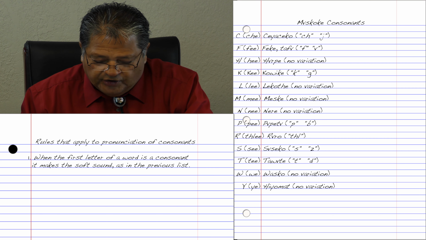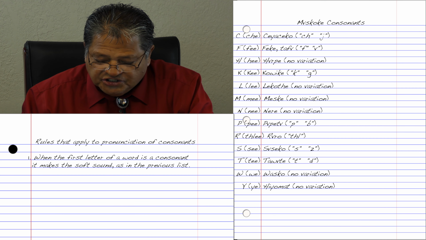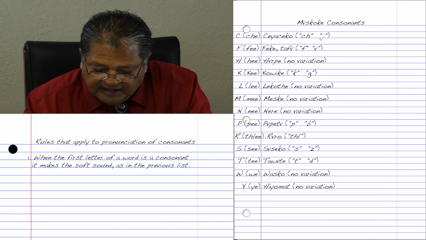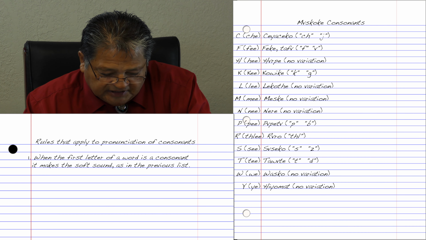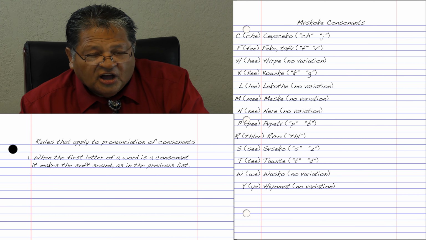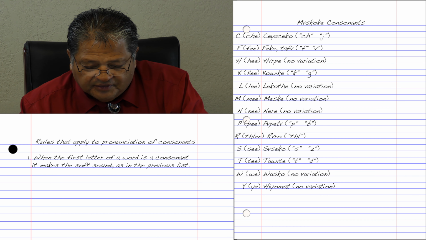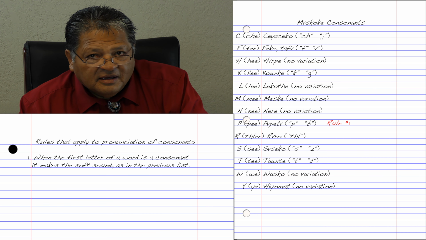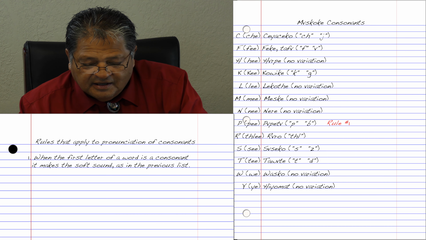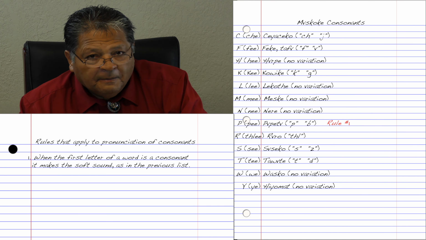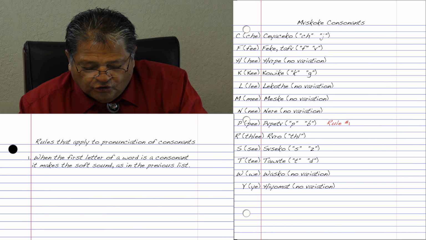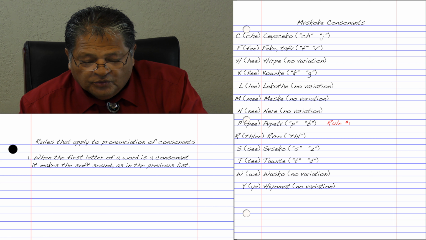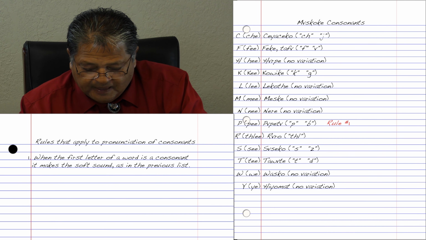When the first letter of a word is a consonant, it makes the soft sound. Look at the previous list. Any of these words that begin with a consonant, which is essentially all of them, when the consonant begins the word, it makes a soft sound. Let's use the word babida. P, the consonant P. When it's used in that rule, the first letter of the word is a consonant, it makes a soft sound always. So that word is a good example, babida.